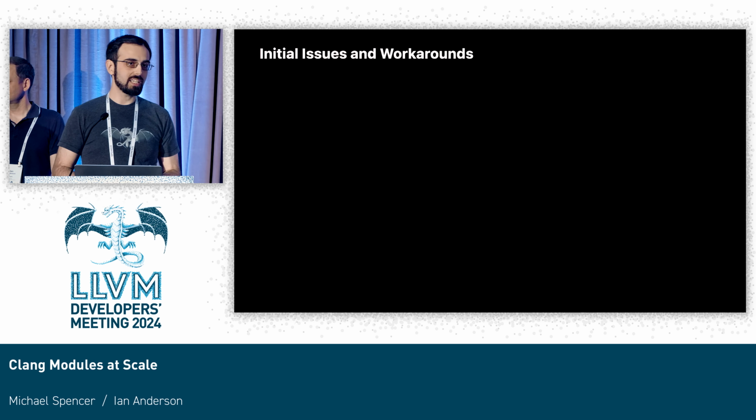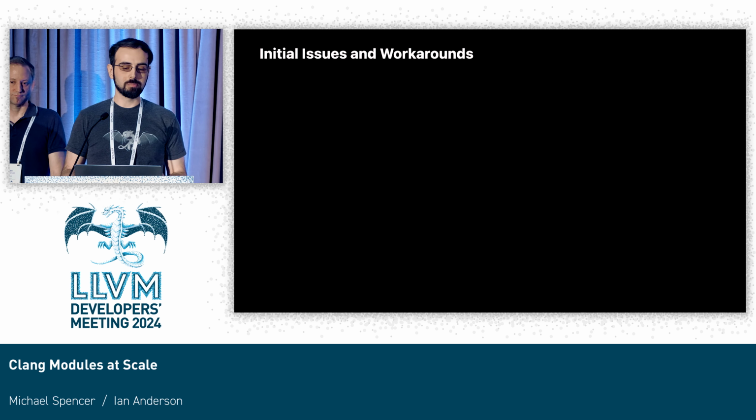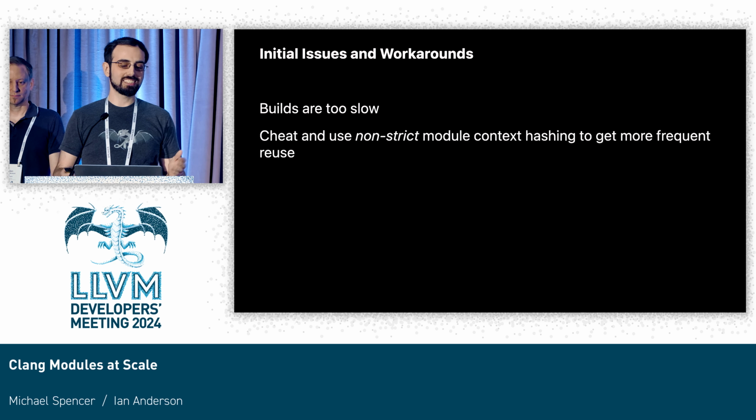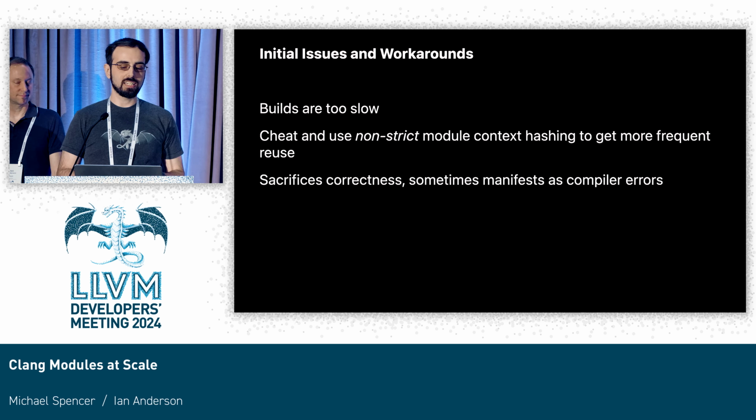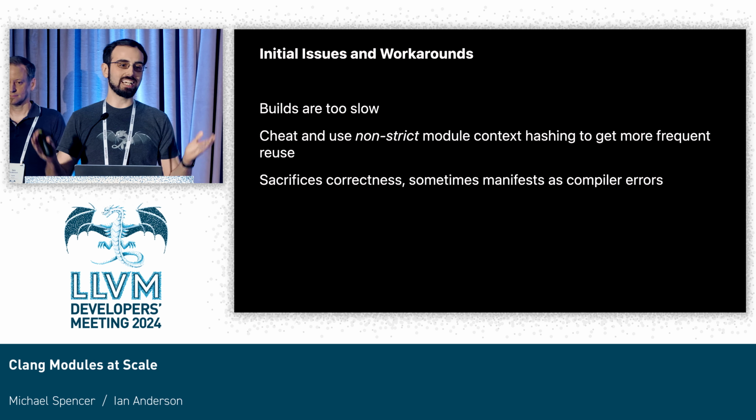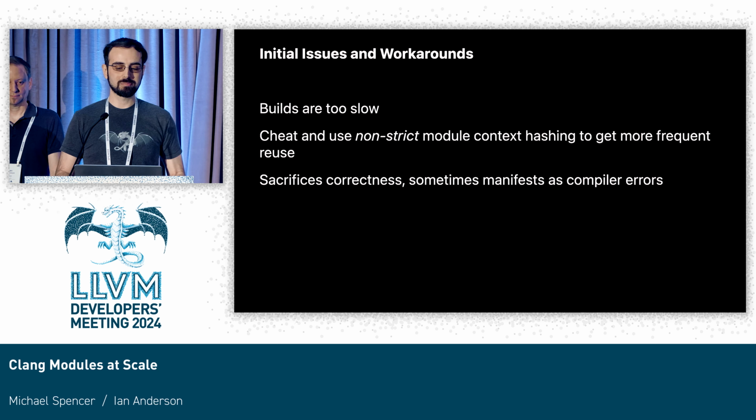So we have these initial issues, and we had some workarounds. Builds are too slow. So implicit modules just cheats. It says, those different command line options, they probably don't matter. And so we have this non-strict context hash. And so we got significantly more frequent reuse out of our implicit modules. But this does sacrifice correctness. And sometimes you can get compiler errors, you can get compiler crashes, because you can end up in situations where you have different header search paths, which resolve to different headers in different parts of the build. Maybe they're different sizes. Now your source locations are all very confusing. You can get all kinds of ridiculous results.